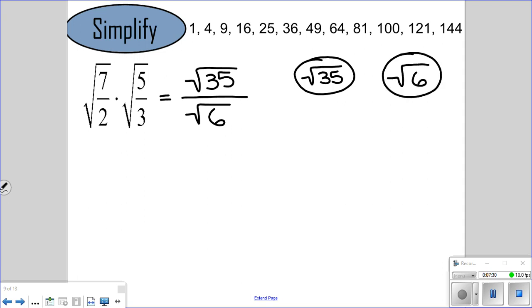So what we have to do is multiply both the top and the bottom by root 6. If we do that, 35 times 6 gives us root 210. And root 6 times root 6 is 6.